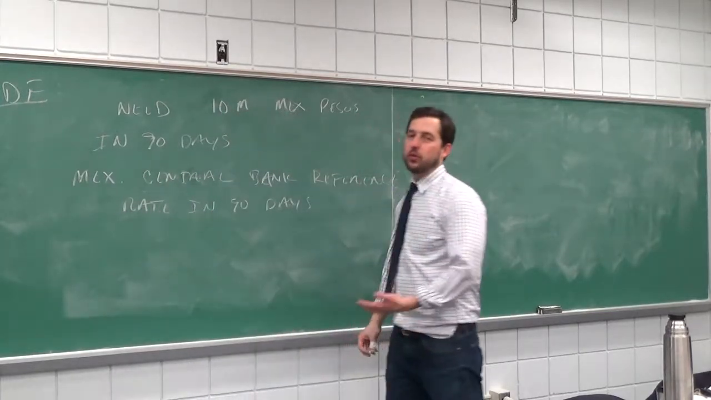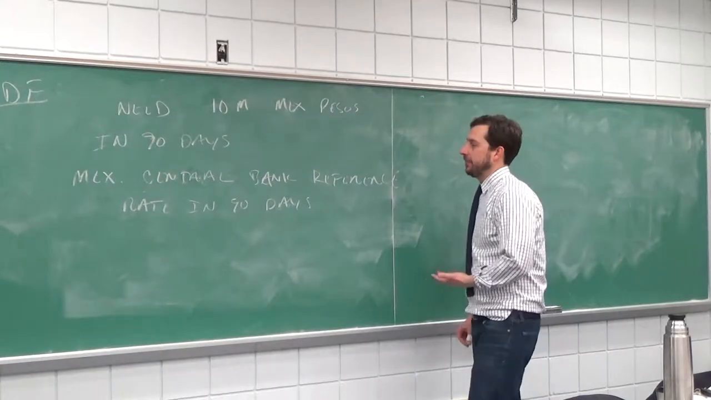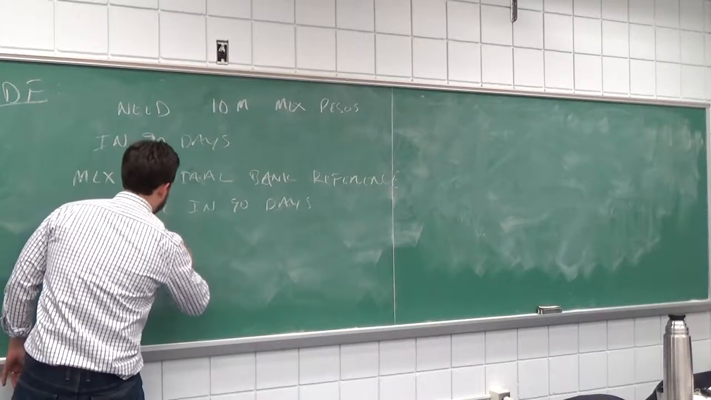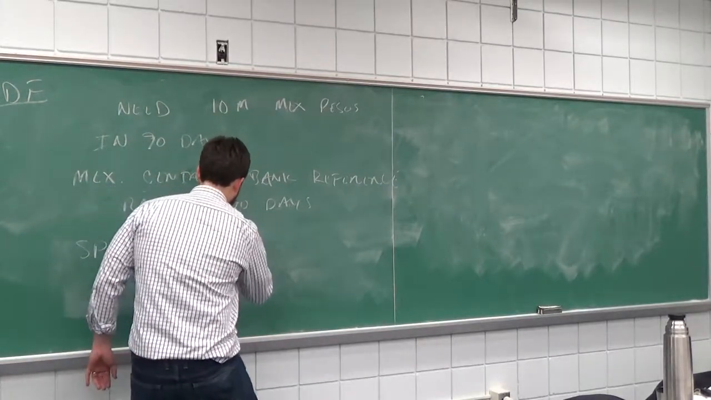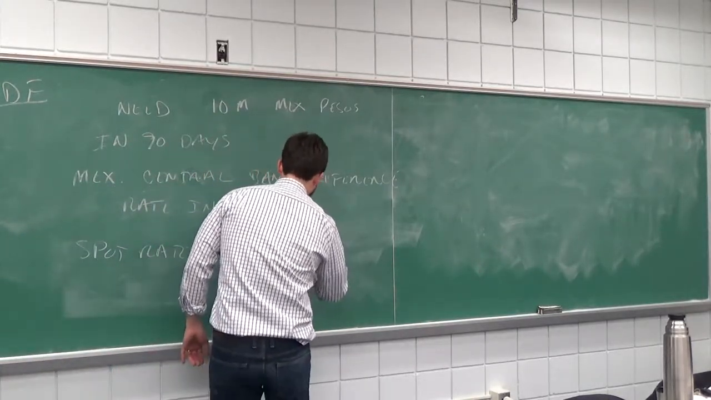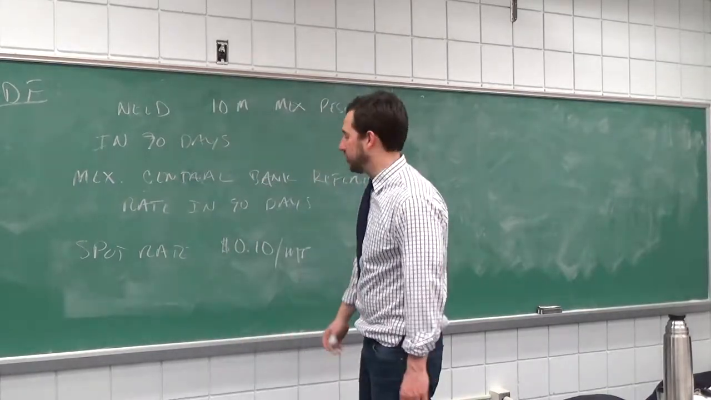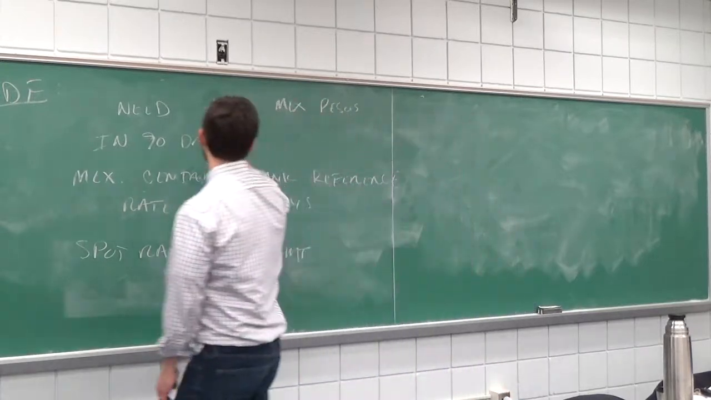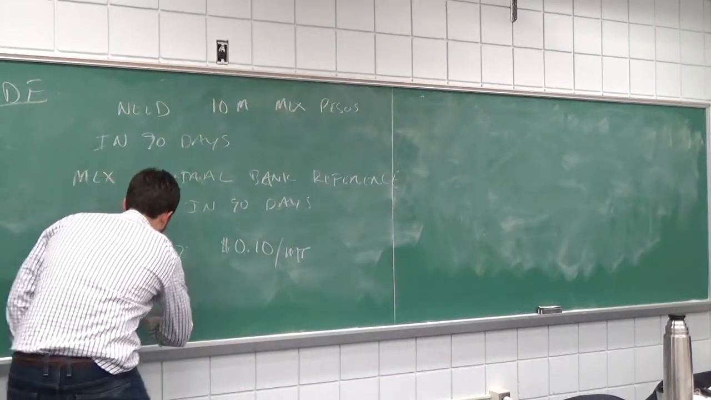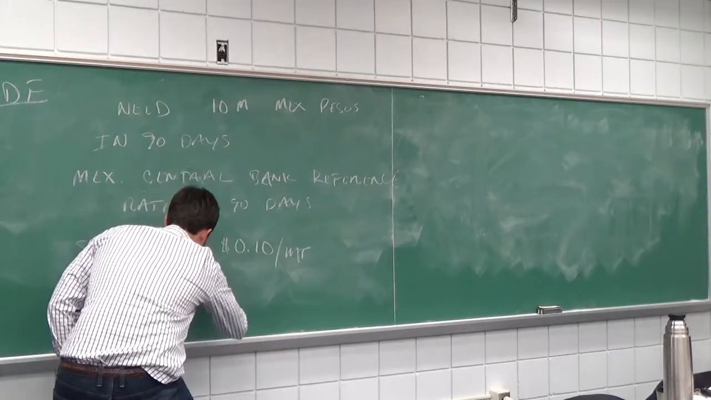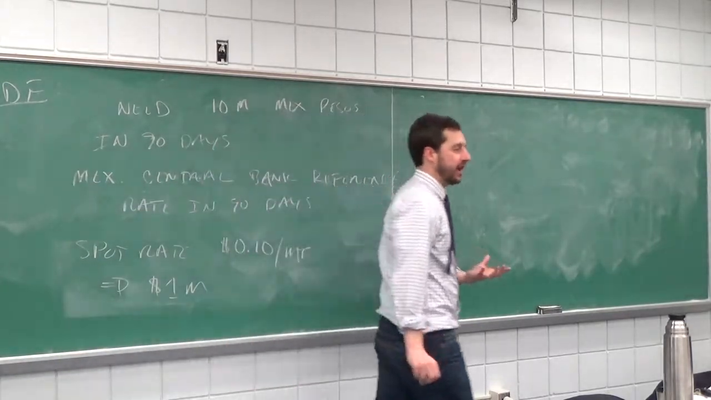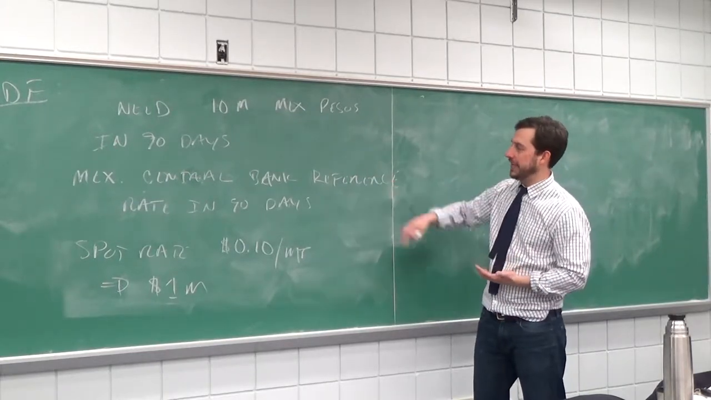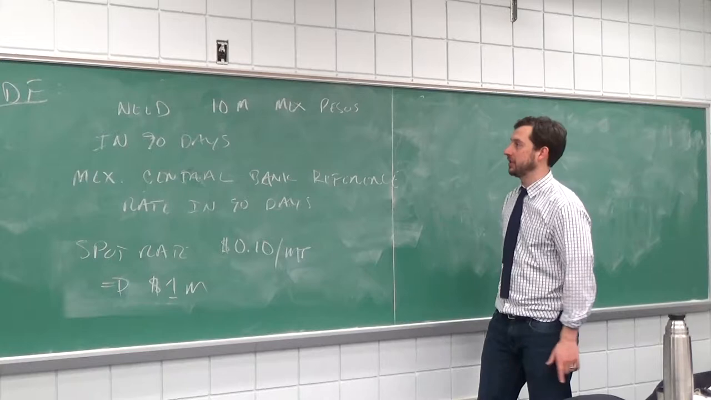Now what we're going to do here is hedge such that if the spot rate today is 10 cents per Mexican peso, we guarantee, of course, what this implies is if we need 10 million Mexican pesos, this is going to cost us 1 million US dollars. So we'll hedge that. We'll say we want to make sure that it only costs us 1 million US dollars in 90 days if we need 10 million Mexican pesos.